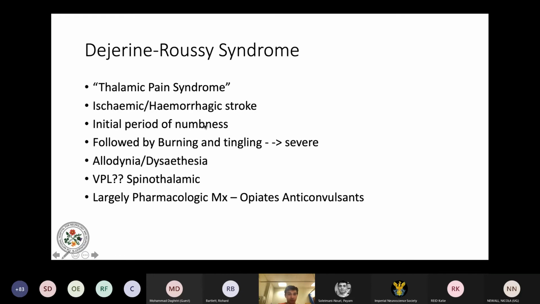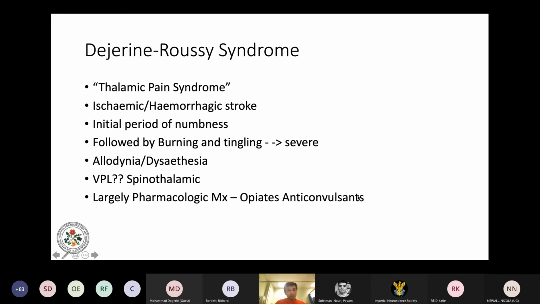So initially following their stroke, the patient may have a period of numbness. Then a few weeks or a few months or a few days after, they get a burning and tingling sensation in that area that's affected. So like the cortex, there's a topographical organization, maybe the hand, it may be the leg that's affected. And depending on the person, the pain can either be mild or very severe. And it's intractable to most forms of treatment. And the majority of management is opioids or anticonvulsants.